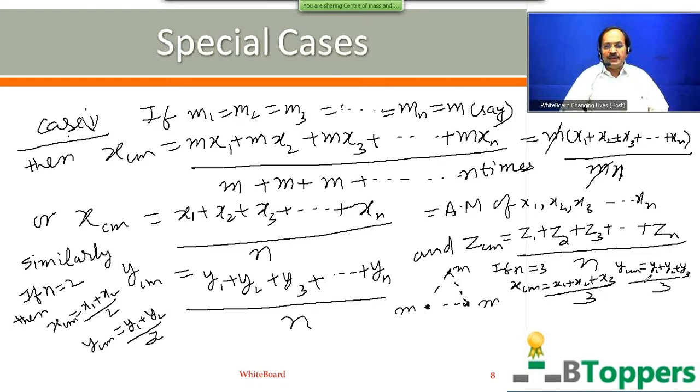If the 3 point masses have the same mass and they don't lie on a straight line, they are lying at non-collinear points, so that they lie at the vertices of a triangle. Then the x coordinate of center of mass is given by x1 plus x2 plus x3 by 3. The y coordinate of center of mass is given by y1 plus y2 plus y3 by 3. That means the center of mass of the system of the 3 point masses, which lie at the 3 vertices of a triangle, lies at the centroid of the triangle formed by the locations of the 3 point masses. So the point of center of mass will lie at the centroid of the triangle.